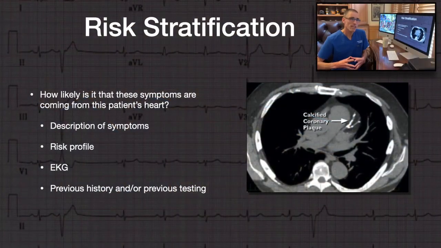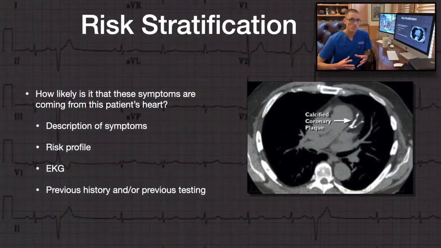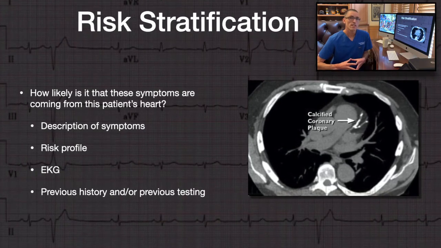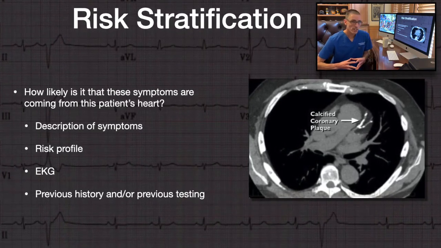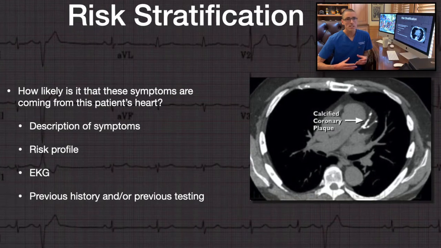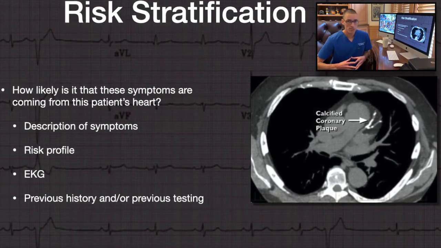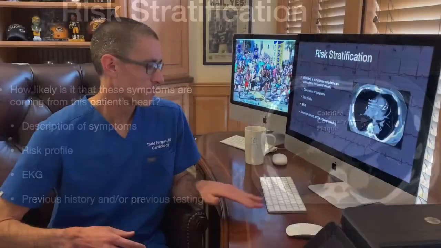We also look at any previous testing that they've had. Some patients come in having had a calcium score done before. If their calcium score is 0, then there's a lower likelihood that their symptoms are coming from their heart than someone who has had, say, a calcium score of 1,000 in the past.